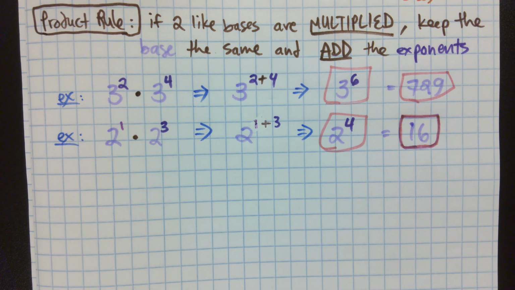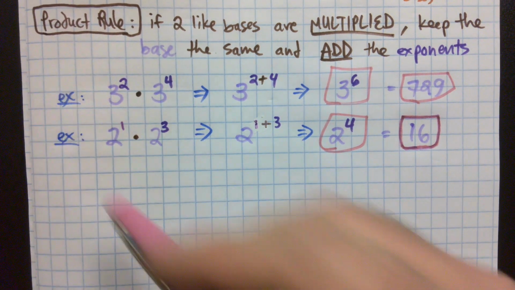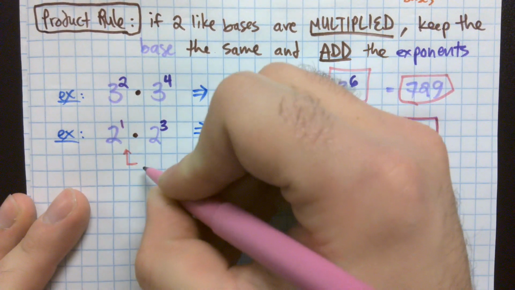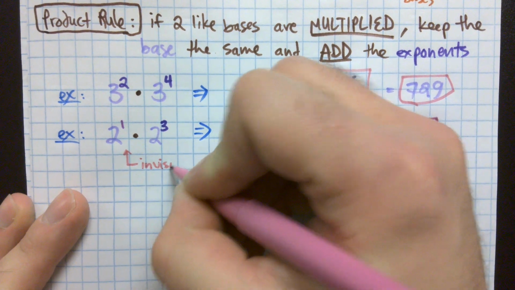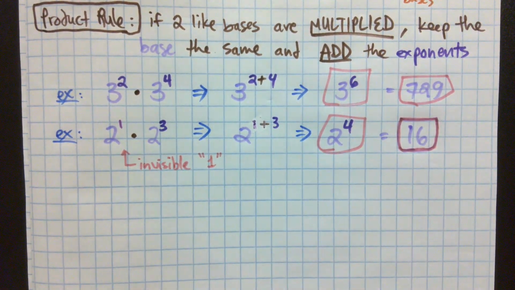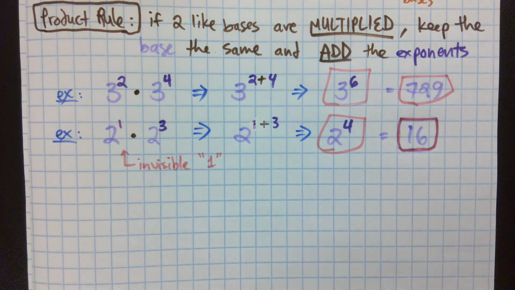So that missing 1 is what is definitely going to trip some people up today. Make sure you understand what I'm talking about here. You can even write in, this is called the invisible 1. Invisible 1.